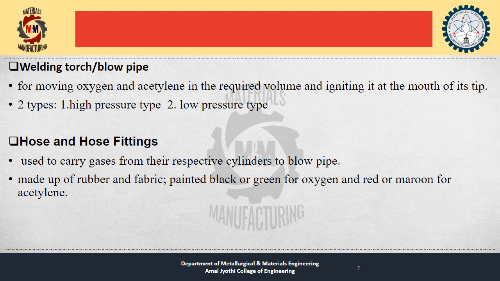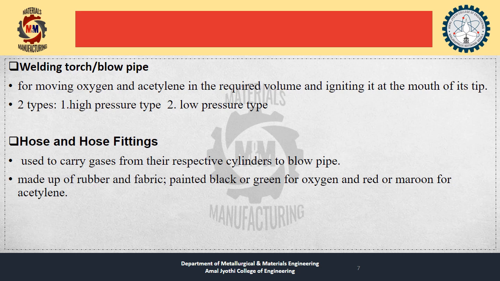And then we have the welding torch or blowpipe. It is used for transmitting oxygen and acetylene in the required volume, and it also helps in the ignition. Two types of welding torch are used, that is high pressure type and low pressure type. According to the application, we can select the type of welding torch.